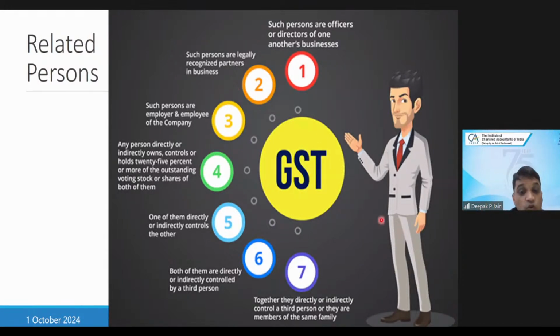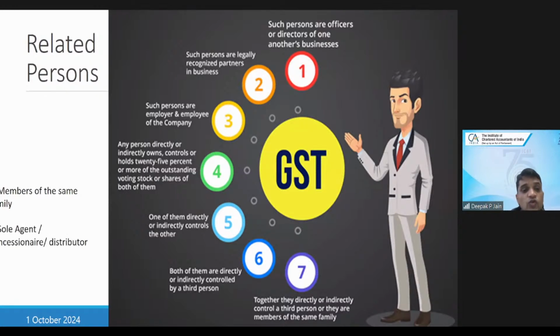And third is together. If there are two persons who both are directly or indirectly controlling a third person, or they are all members of the same family, they are also related persons. These are the 7 clauses. The 8th clause is members of the same family. Who is a family? Family means generally what we understand: spouse, husband, wife, children, parents, grandparents, brothers and sisters, if they are wholly or mainly dependent on this person. That is the definition of family.